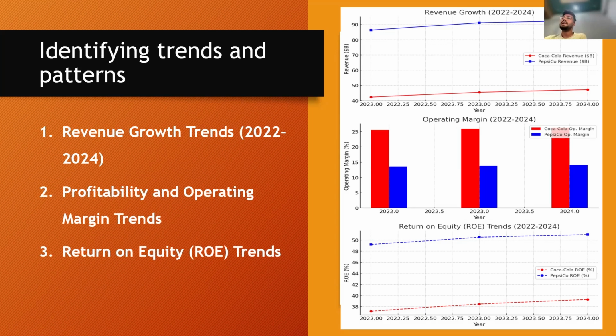Second, profitability and operating margin trends. Coca-Cola maintains a higher operating margin, at about 26%, indicating strong cost control and pricing power.